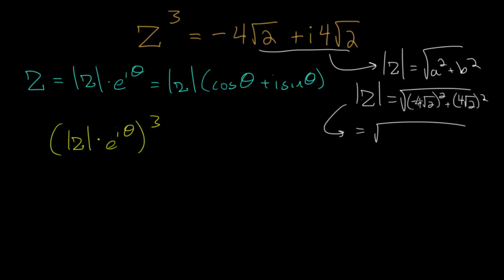Now when we square 4 root 2, we square the square root, and that is just 2. They cancel each other out. And 4 squared is 16, so we get 32 here. And this will give us the same answer since negative times negative is positive. And when we add those together, we just get 64. And the square root of 64 is 8. So the magnitude of this complex number is 8.